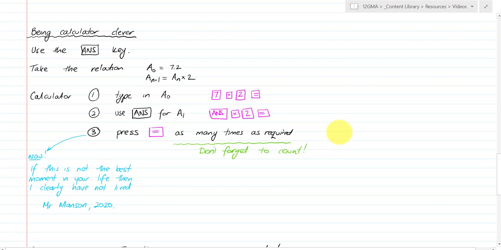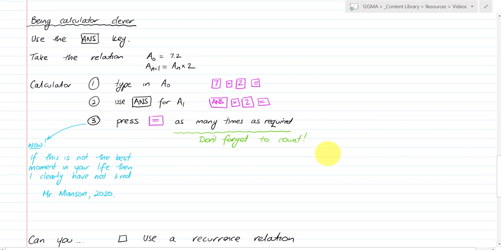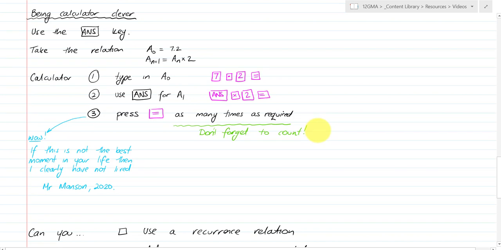Now you can be a little bit calculator clever. We can use our answer key. Now I don't have the calculator on the screen, and I can't do that at this present point in time, but I'm going to describe it to you, and I've shown you the keys in pink there. So if we use the answer key, we can do a recurrence relation really easy. And if we start by describing A0 or T1 or wherever we're starting with, in this case I've said 7.2, I type in 7.2, it's the first term, and then press equals.